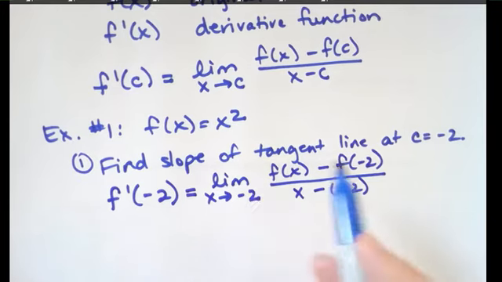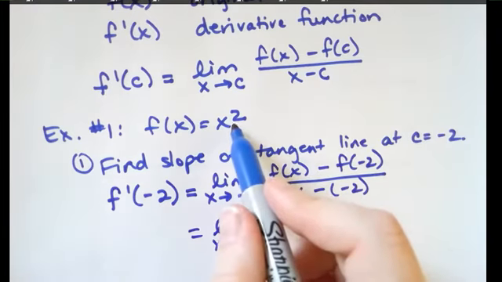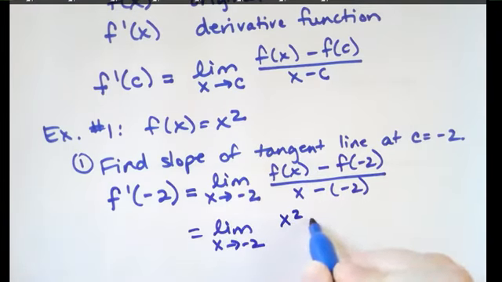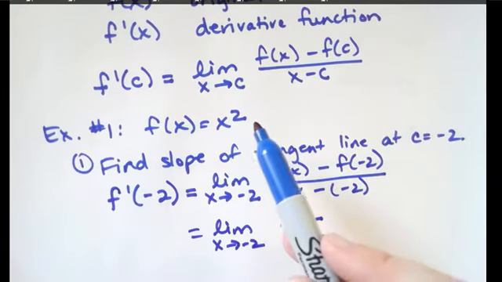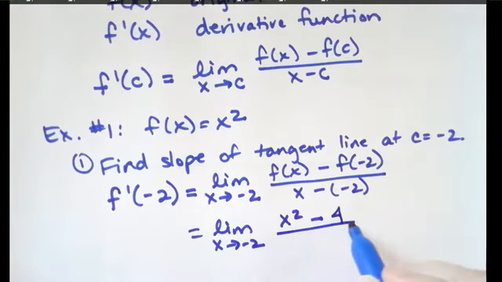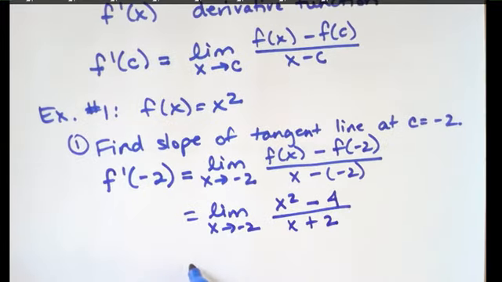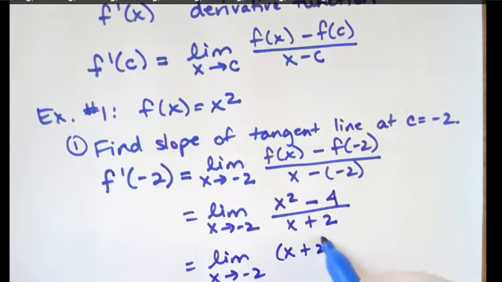So then we're going to fill in the parts that we know. The limit as x approaches negative 2, f of x is x squared minus f of negative 2. What's the value of x squared when x is negative 2? Well, that's 4 over x plus 2. Alright, so to continue evaluating this limit, we're going to take the limit as x approaches negative 2 of x squared minus 4 factored, x plus 2 times x minus 2 over x plus 2.